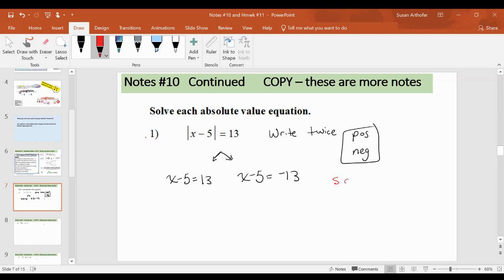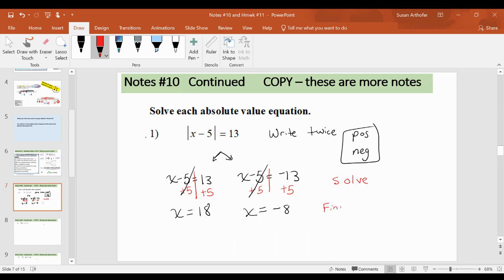Okay, the next step after you do that is to solve. So we draw this line. Do the inverse operation of subtract 5, which would be to add 5 to both sides. 5 minus 5 is 0, so x here would be 13 plus 5. There's one answer, x equals 18. And to solve the other side, I always like to draw that line through equals, just keeps your work nice and neat. So opposite of subtract 5 is to add 5. 5 minus 5 is 0, so x would be what's negative 13 plus 5? That would be negative 8.